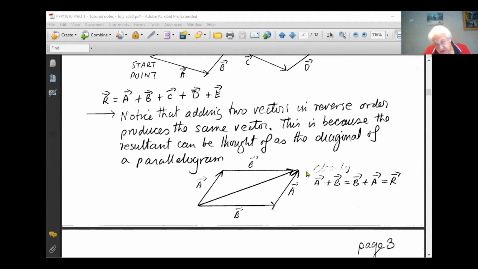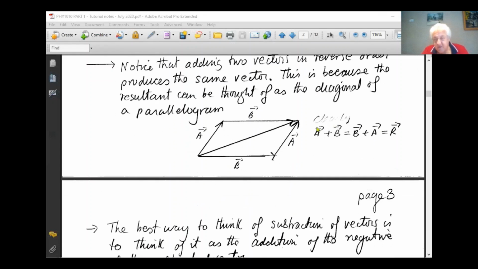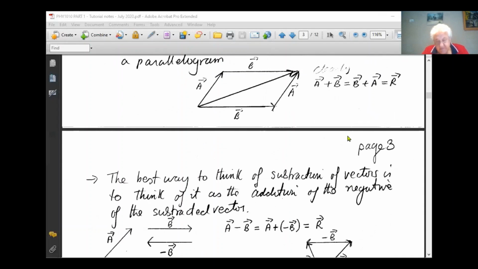And you can see this because the resultant R here is the diagonal of a parallelogram with sides A and B. So you can see the order of addition doesn't matter.